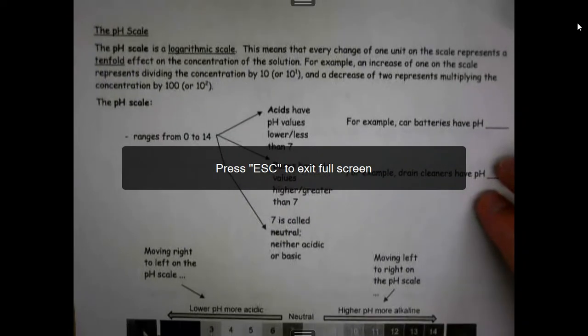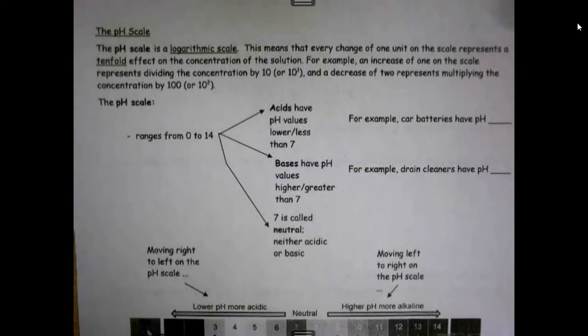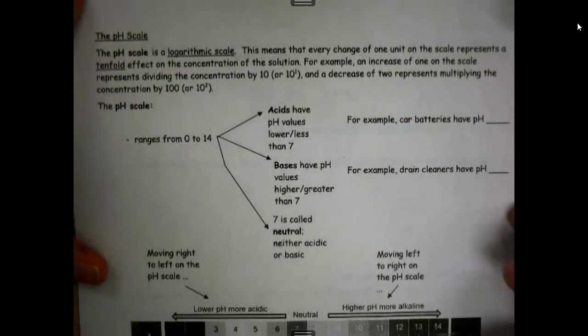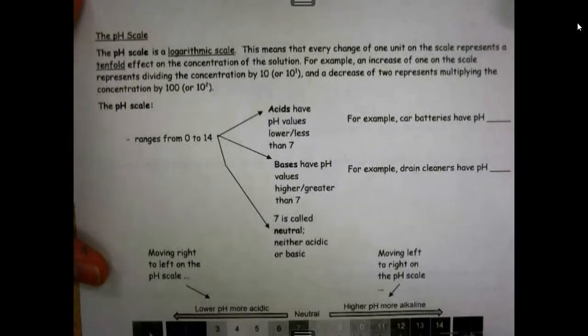All right, what we're going to be talking about here is our little bit about acids and bases in our chemistry as it applies to this course, and that is the pH scale. So slightly more detail than we looked at in our discussion about acids and bases, but let's talk about this because it comes up quite a bit, and we can use this scale to determine things about acids and bases.